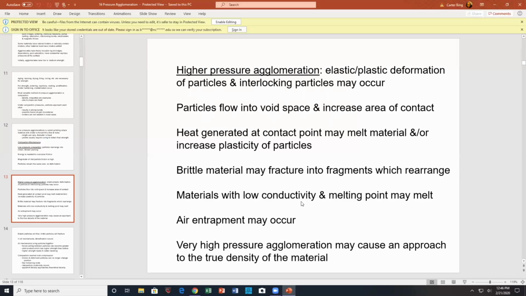Materials with low thermal conductivity, that means the heat stays in the same place or has a longer residence time. A melting point may be reached, right? With low conductivity, a melting point, this causes the material to melt. Air entrapment may occur. And again, the simplest way to take care of air entrapment is not to have the air, and you run under vacuum conditions. It will make a lot of your problems disappear.